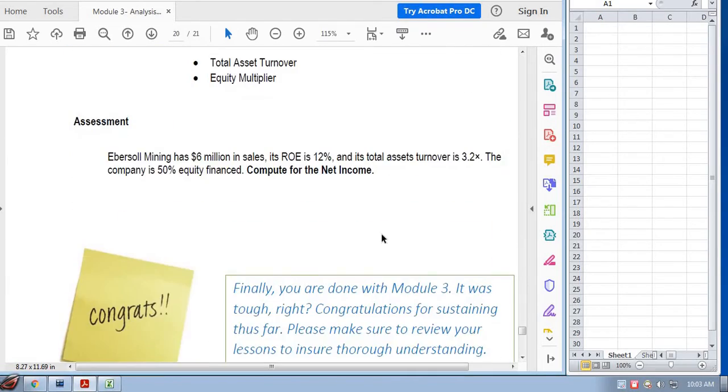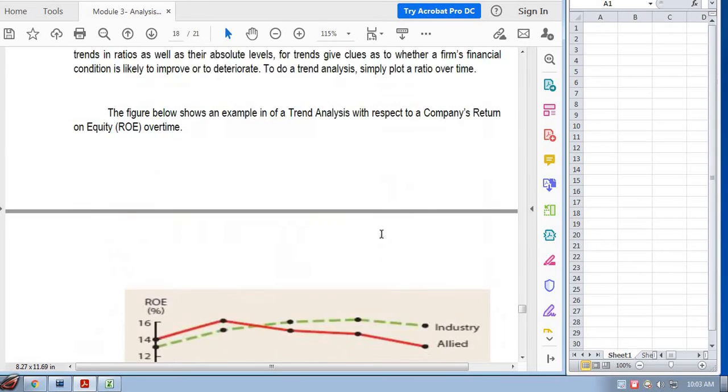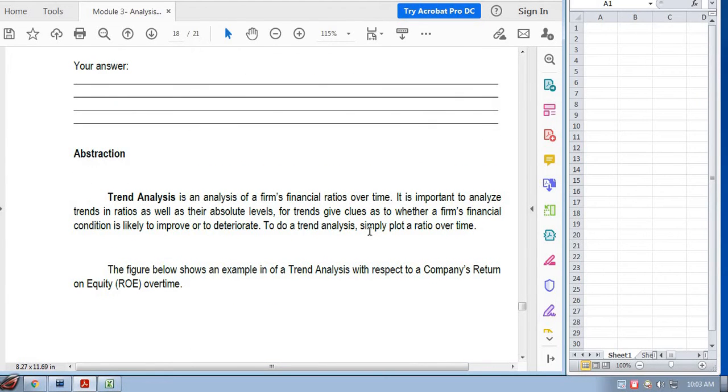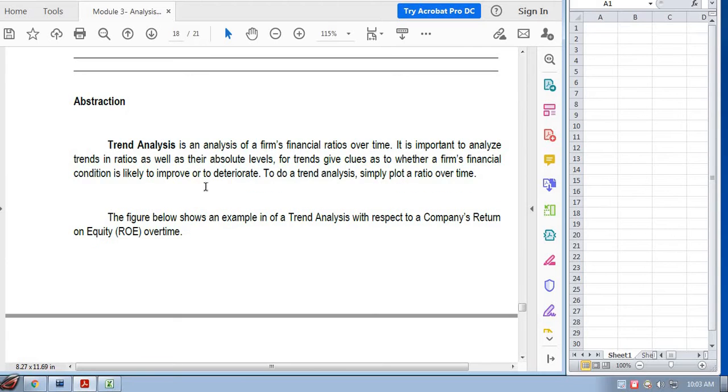Horizontal in the sense that you are to compare data from one period to another period. Several periods can be compared. So that is trend analysis. As per definition, trend analysis is an analysis of a firm's financial ratios over time. When we say over time, there will be several periods that you will have to compare or analyze.